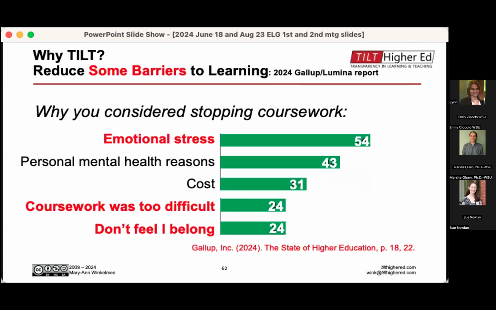Particularly, Tilt can help you clear away 3 of the barriers that are the top reasons why students consider dropping out of school. And this is a 2024 survey by Gallup that shows you the top reasons why students consider dropping out. And Tilt can help you address the 3, 1 at the top and the 2 at the bottom of this list.